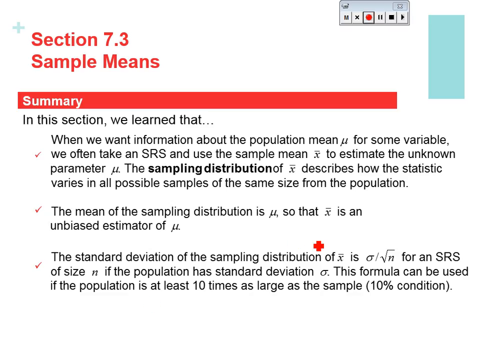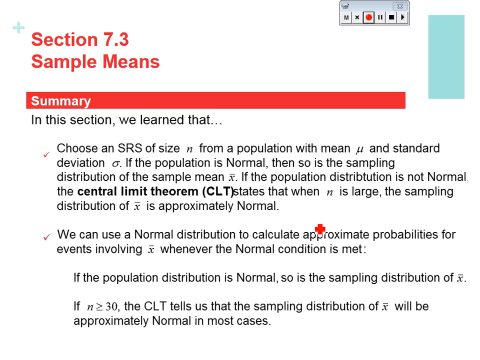So just some points of note here in the summary. One is the formula that we're using for the standard deviation for a sampling distribution involving quantitative data. Also remember the normal condition with that. And the other thing is the central limit theorem, where we can assume that the sampling distribution is normal if we know that the sample size we're using is 30 or more.